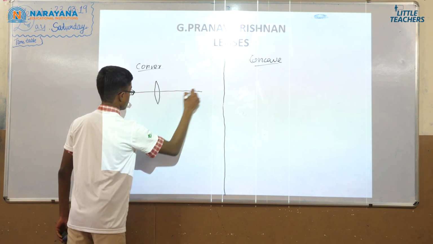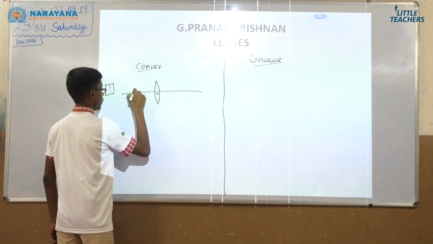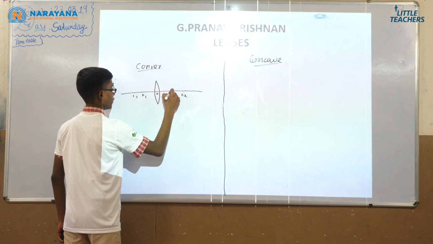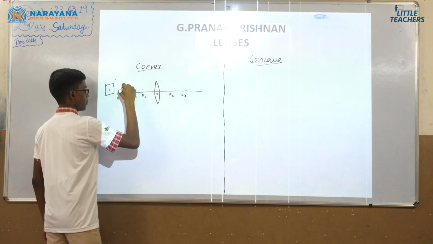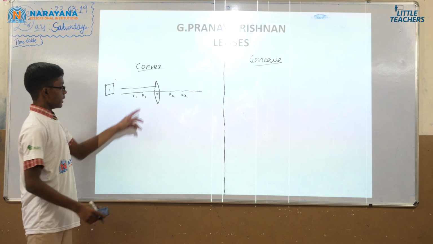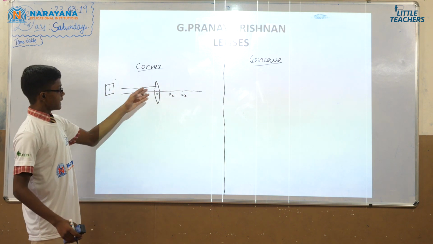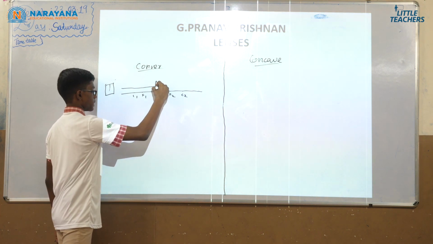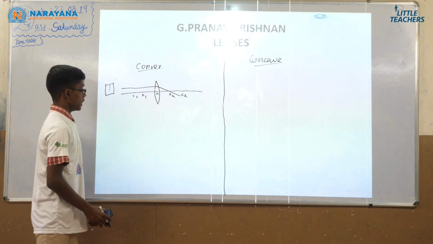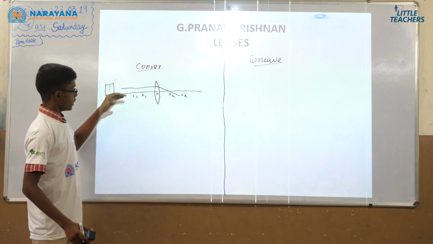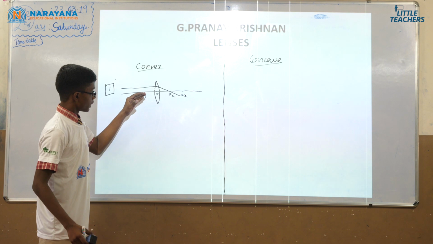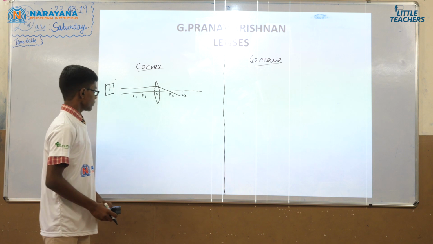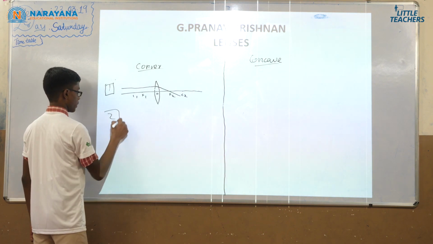Take a principal axis again, O, C1, C2, F1, F2. Take a parallel ray which is getting incident on the lens. After this gets incident, this ray converges and intersects on the focus. So we can say any ray parallel to the principal axis, after refracting, converges and meets the focus in a convex lens. So now let's go to the second type.